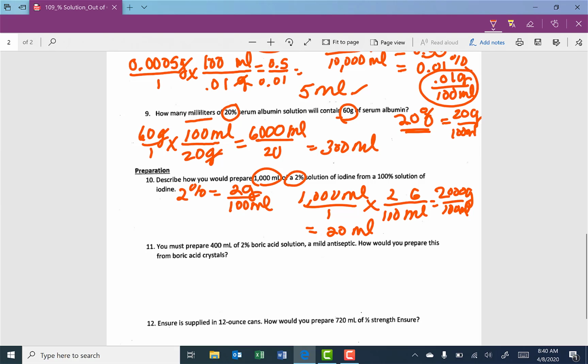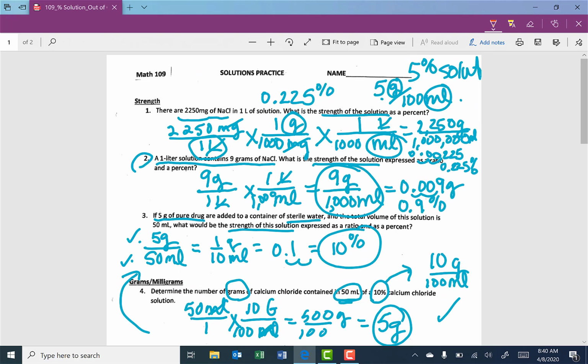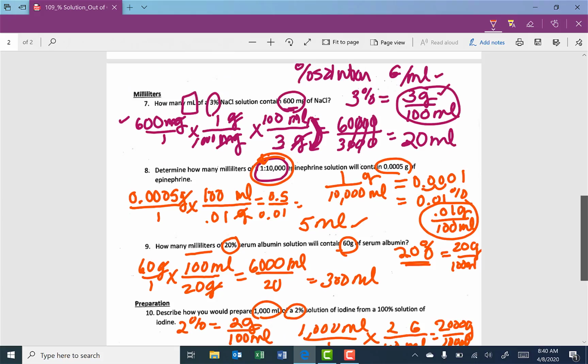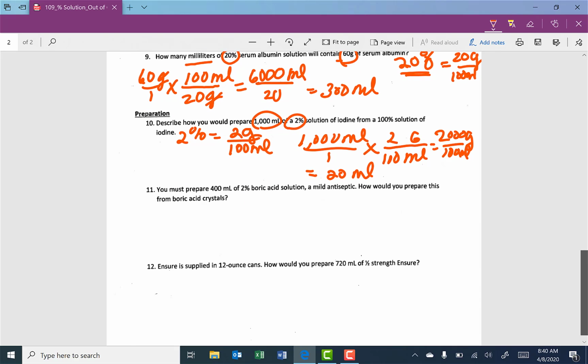Okay, let's try 11. You must prepare... Let's see if I can get us to move down to number 11. It's a little bit tricky here. Number 11. You must prepare 400 milliliters of a 2%, so we're given milliliters, and a 2% solution. How would you prepare it? You'll notice there are 3 parts of information. There's usually grams, there's milliliters, and then there's the percent solution. You're usually left with one of them. You don't know. You have to find it. But you use the same information over and over again.